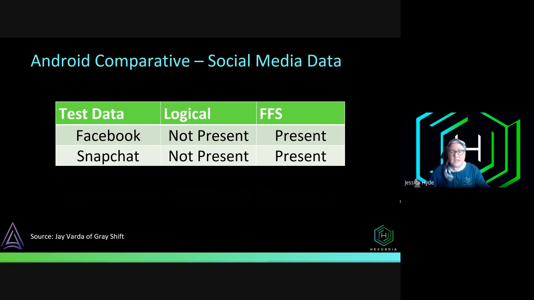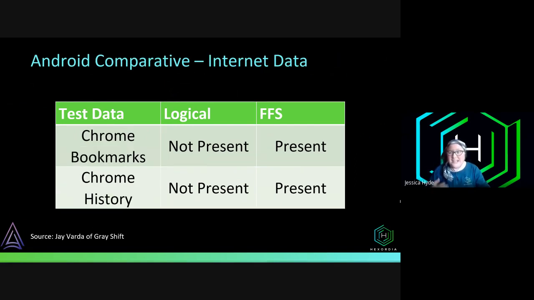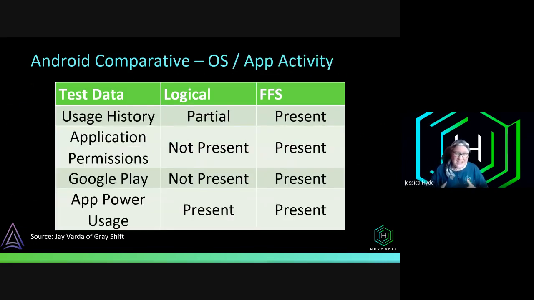When we start looking at communication apps like Signal, Facebook Messenger, WhatsApp, you need that full file system image to get that rich data. It's even going to happen to you on internet data and email. Again, you need that full file system. And if you're looking at operating system app activity, I am one of the biggest fans of both application permissions to determine what apps we haven't seen, as well as usage history. In usage history, you're just going to get some of it back.